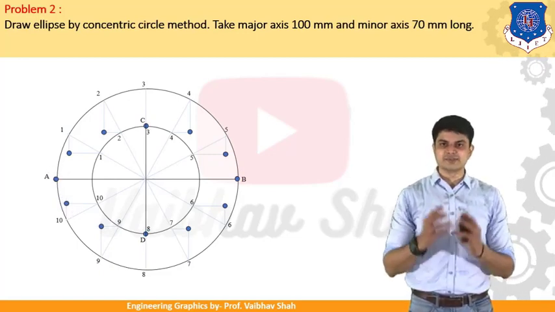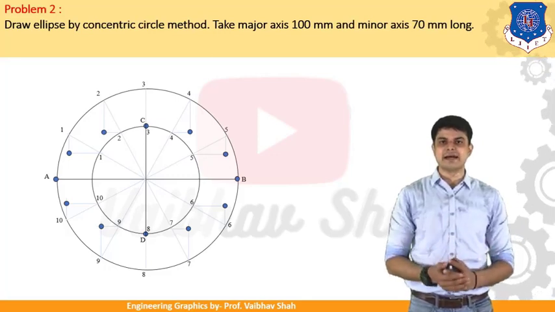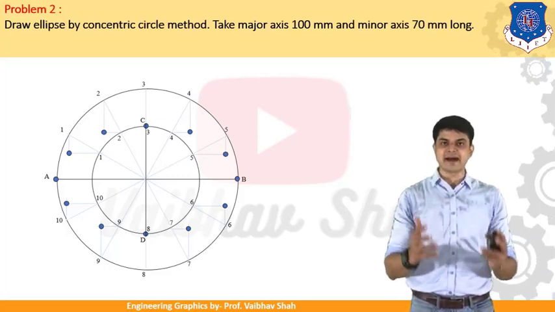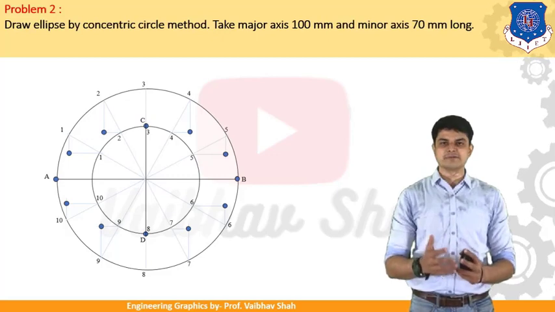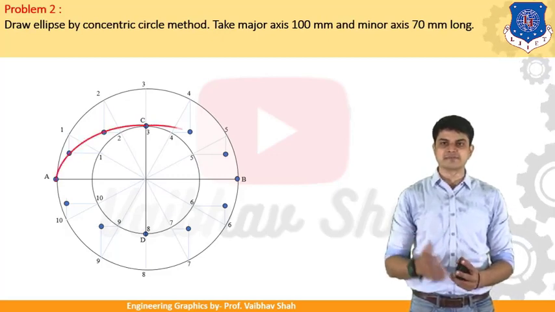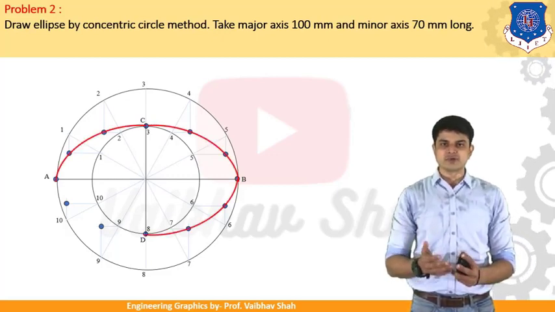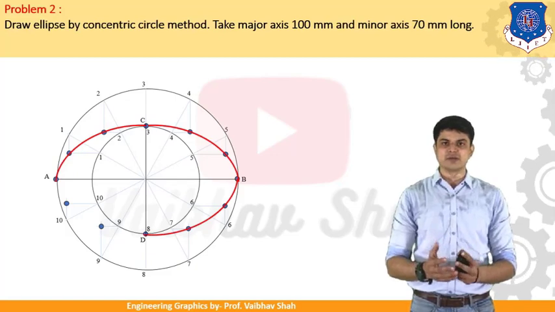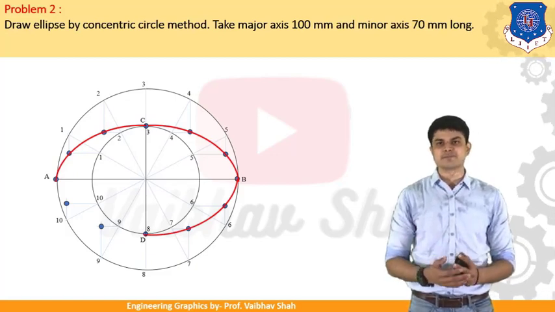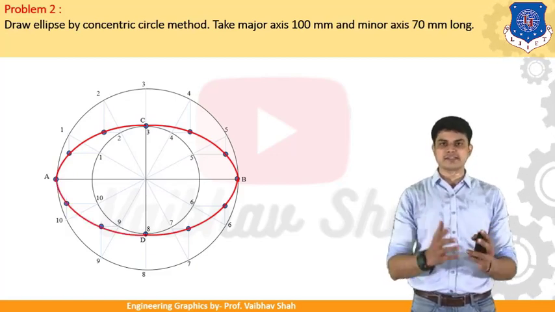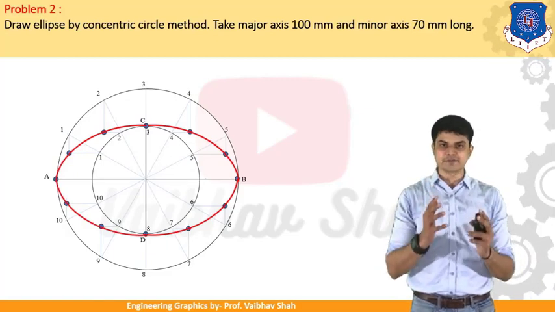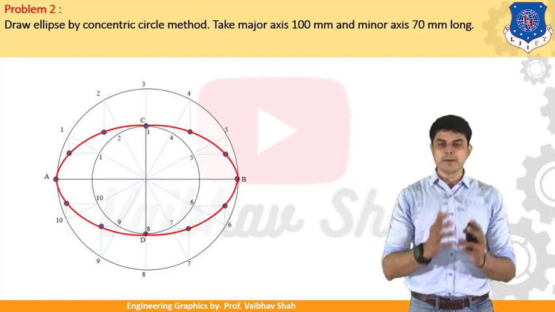So next task is to just join these points by a darker line. So let us connect these points by a darker line in order to have our ellipse generated. So let us join these points by a smooth curve. You can join it by free hand or you can use your French curves in order to join these points. So let us join these points. So this is nothing but what? It is your ellipse by concentric circle method.